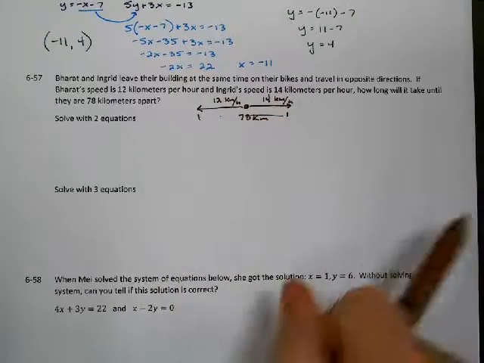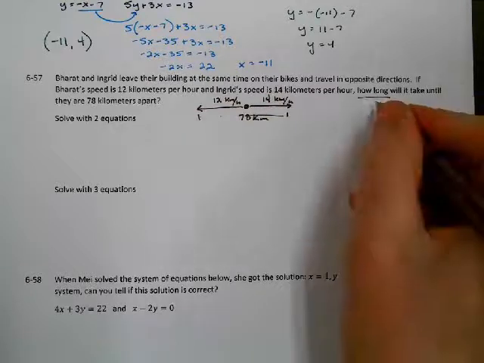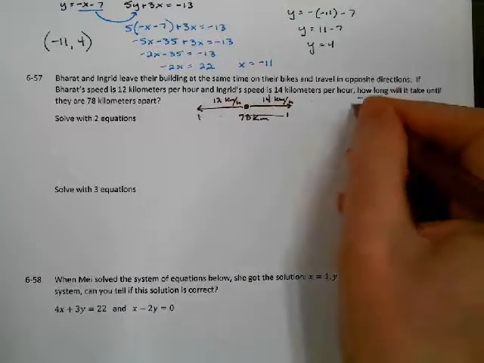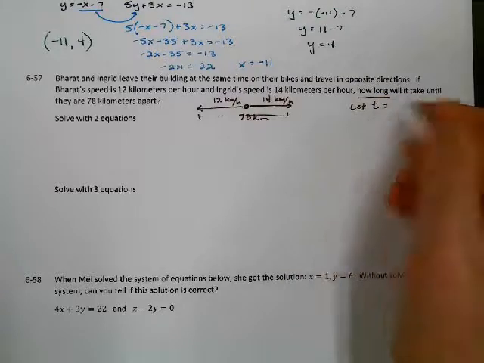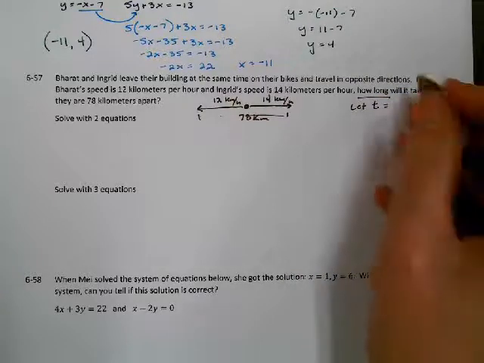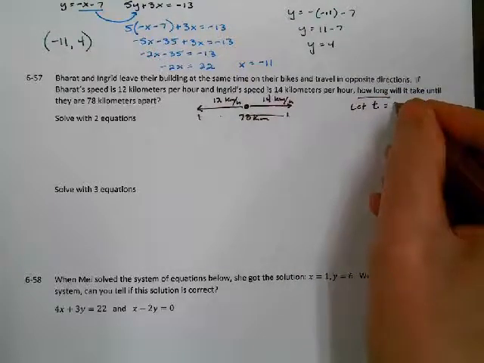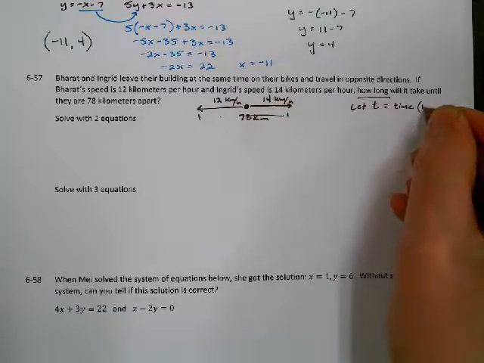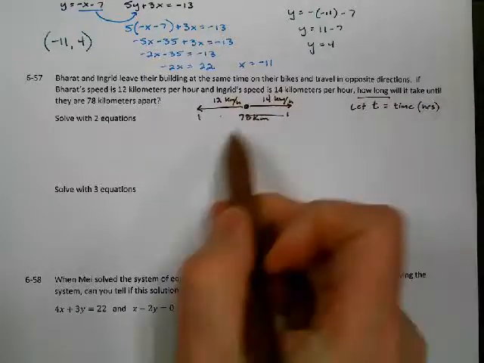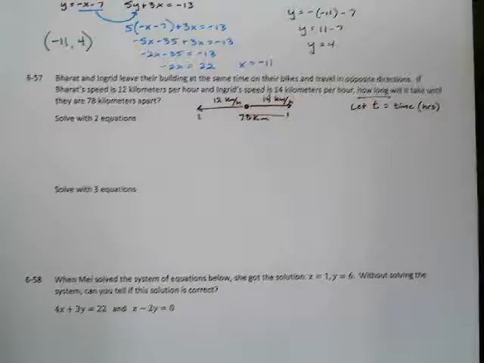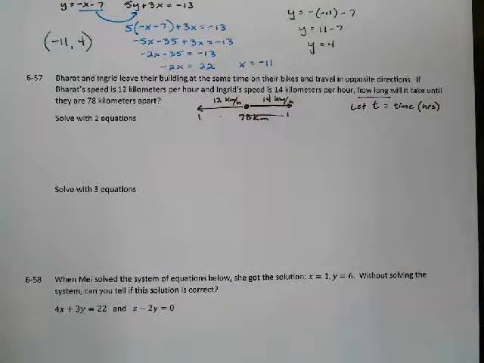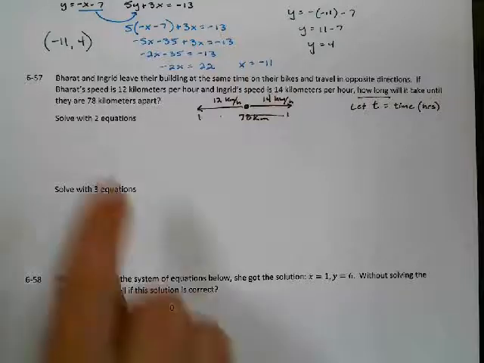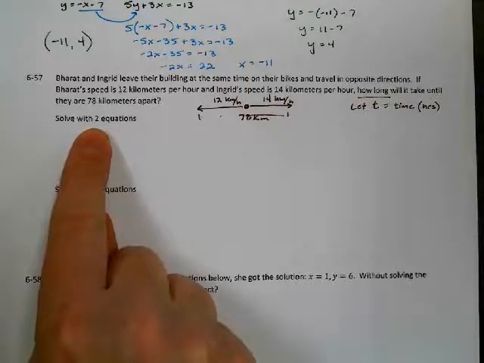So we want to know how long, that's time. So we're going to let t equal how long, or the time. And that's going to be time in hours, because we're going to do kilometers per hour. Now we need to define, the first thing we're going to do is we're going to solve with two equations. Okay, so here's the problem.